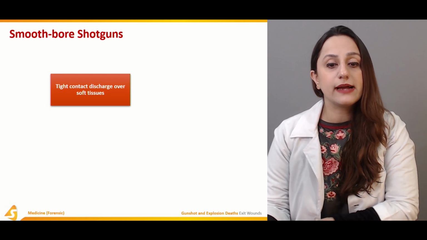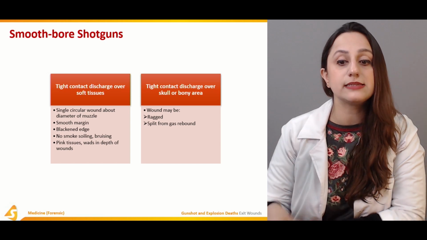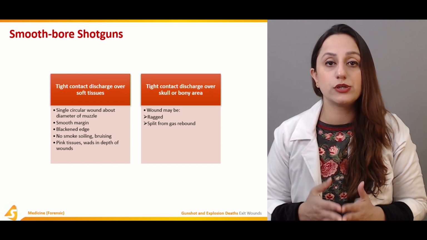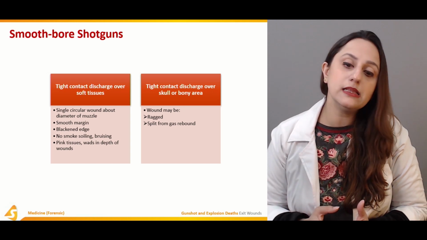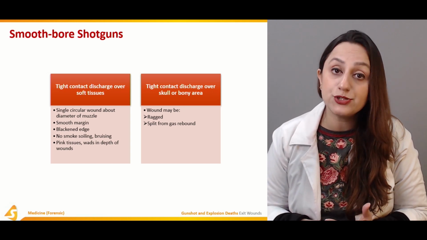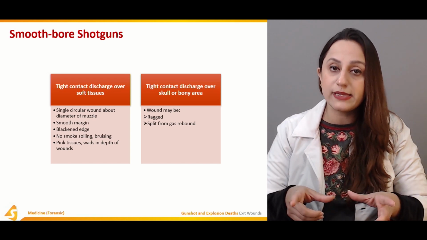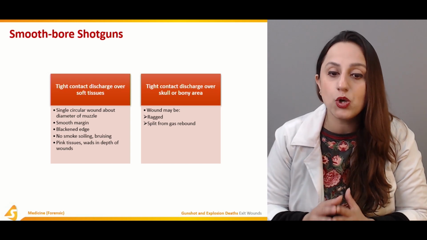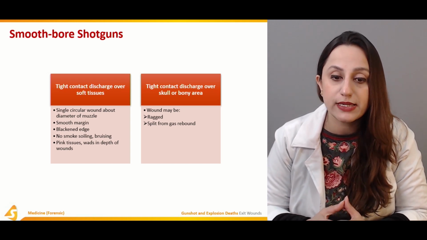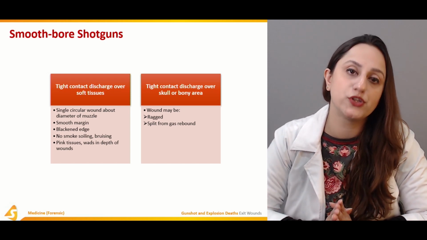The tight contact discharge over the soft tissues has its own characteristics, and the tight contact discharge over the skull or the bony areas has its own characteristics. There will be a single circular wound about the diameter of the muzzle in such a case, and the exit wound will have smooth margins. They will have blackened edges, and no smoke soiling or bruising is seen in such cases. There will be pink tissues and the wads in the depth of the wounds.